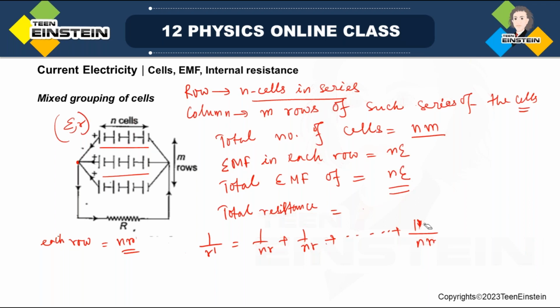Now there will be M terms, so I can write M by N r. So the equivalent internal resistance will be r prime equal to N r by M. So the total resistance is the external resistance R plus r prime, that is R plus N r by M. These are the parameters we have found, so we can find the total current in the circuit, and obviously we will be seeing the maximum current condition for this also.